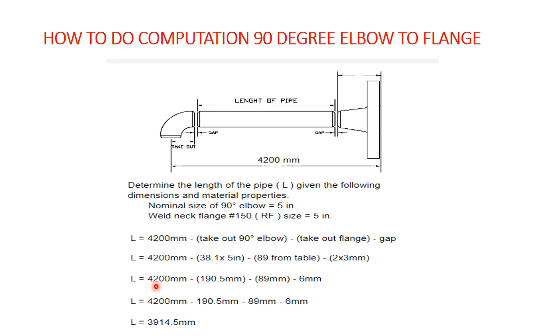Length of the pipe equal to 4200 millimeter minus 190.5 millimeter minus 89 millimeter minus 6 millimeter, we will get the length of the pipe, 3914.5 millimeter. The length of the pipe, this length.